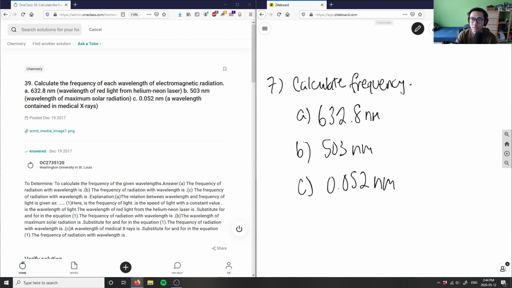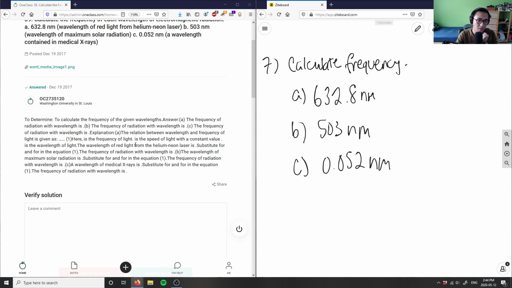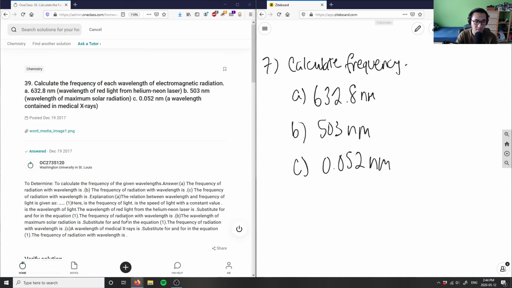Okay, so if I want to convert these wavelengths into frequency, how would I do that? Well, I know that this solution here is incomplete, because there are no numbers. I basically want to calculate the frequency of each wavelength of electromagnetic radiation. I know that my speed, or V, equals our wavelength, or lambda, times our frequency, right? So if I rearrange for frequency, I can simply say frequency equals V over lambda.